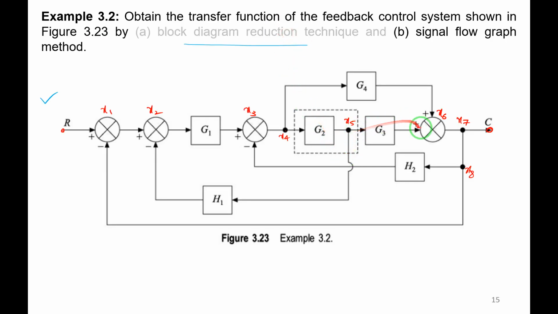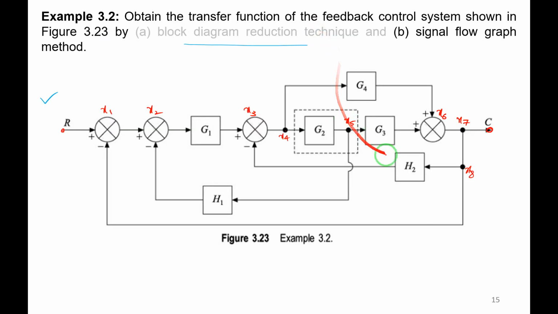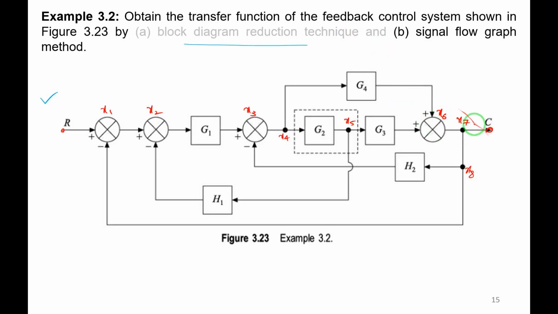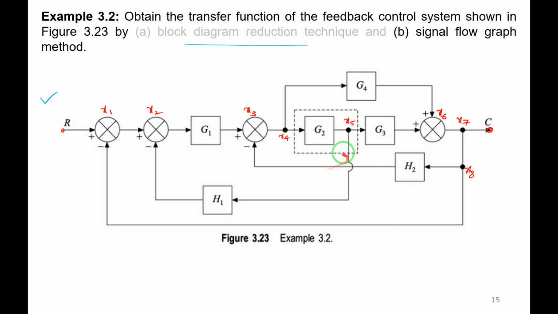Then X5 to X6, gain is plus G3. Then X6 to X7, gain is unity. From X7 to C, gain is once again unity. So the forward path is covered. Next we'll take care of the other paths. So the feedforward path is like this.